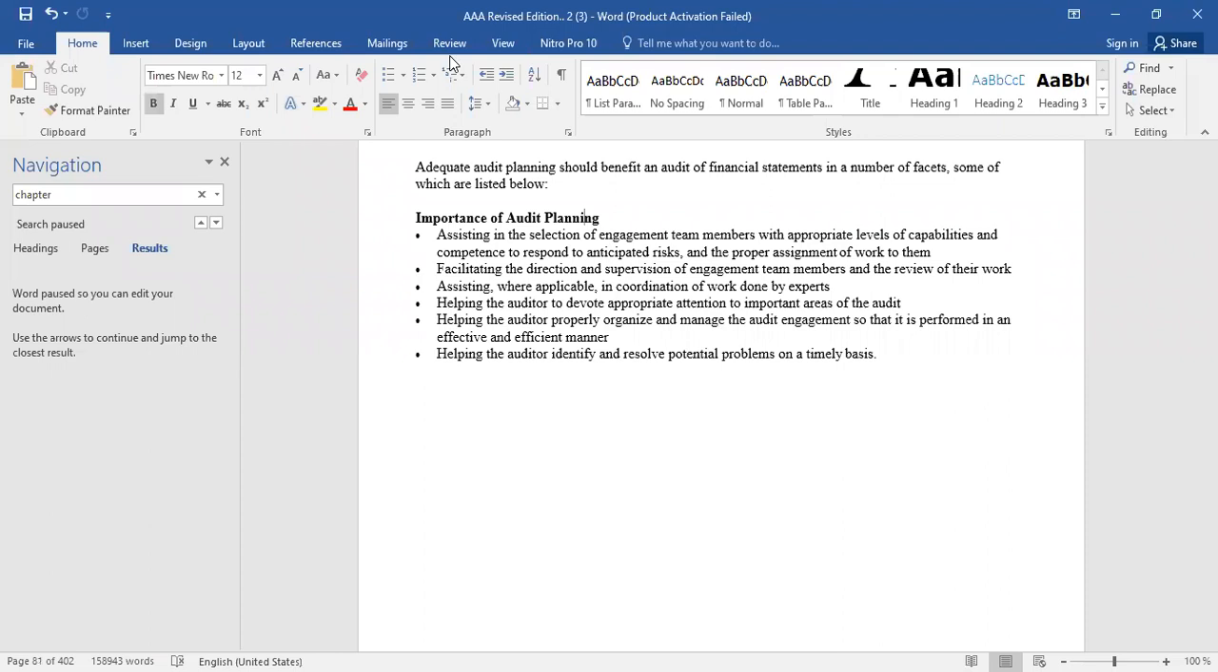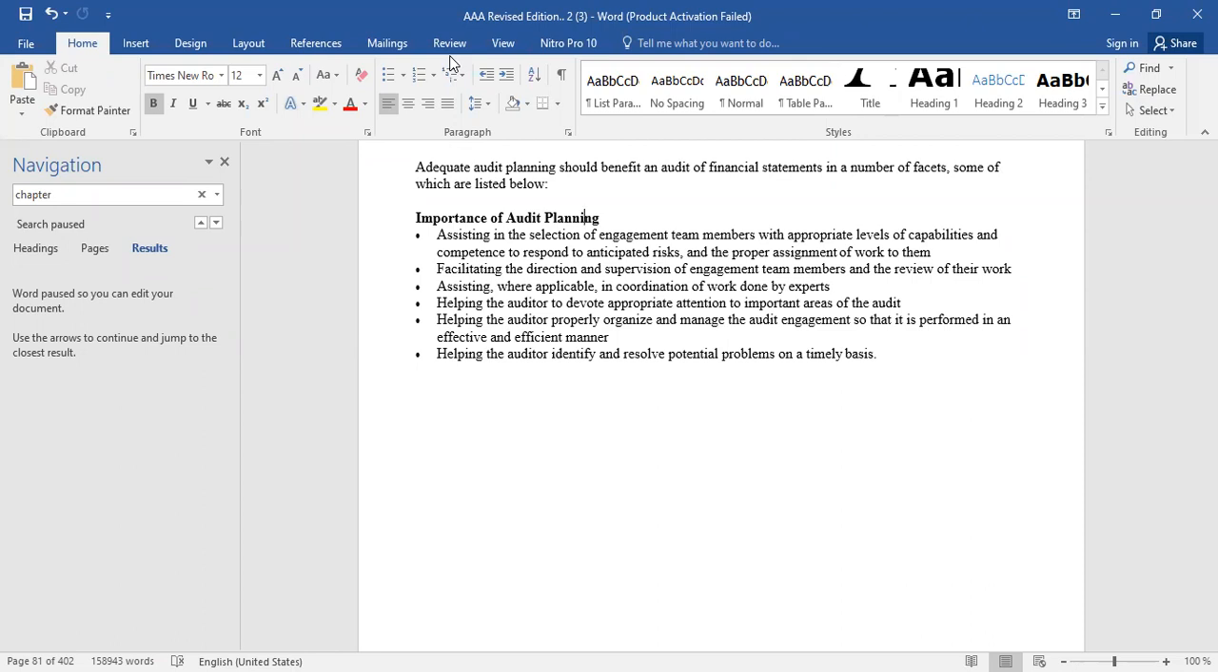Number two, it facilitates the direction and supervision of the engagement team and review of their work. So when you plan well, then it helps you to be able to supervise properly. You can know the stages where you reached. Even if you're going to supervise, you know what is expected. So you can know whether the executor, that is the auditor or audit senior, is behind or is in line.